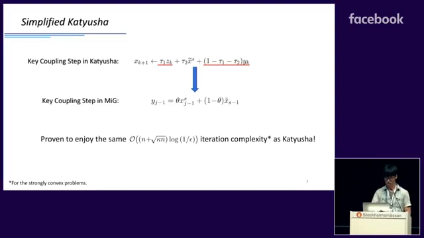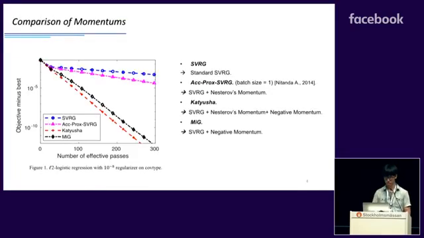So I'll give an experiment here. It's an ill-conditioned problem because we normalize the data set and we set a very, very small regularizer. As you can see, there are significant improvements of Katyusha and our algorithm, namely MIG with SVRG, and ACC proximal SVRG.